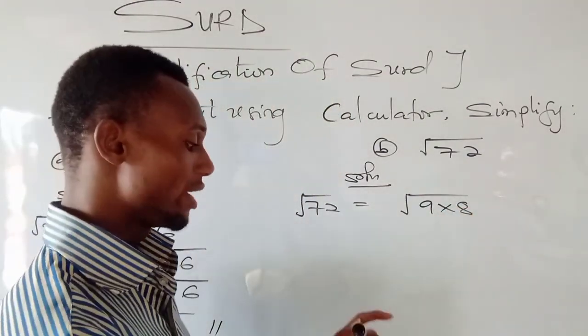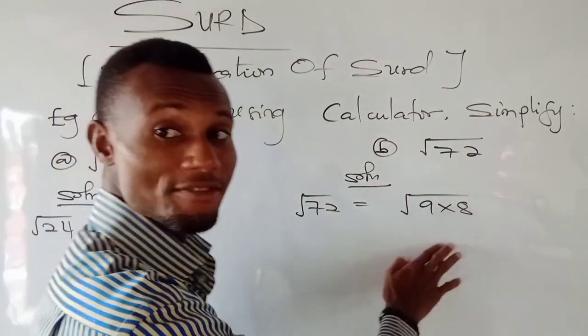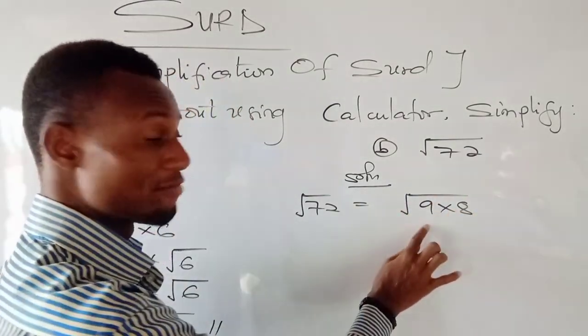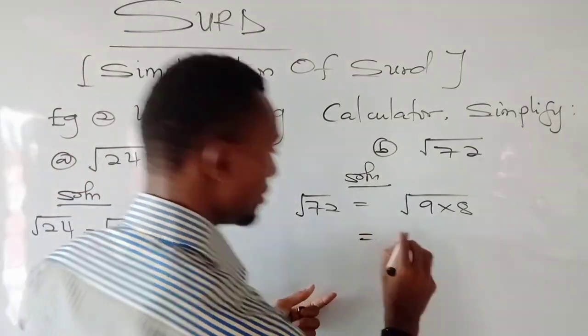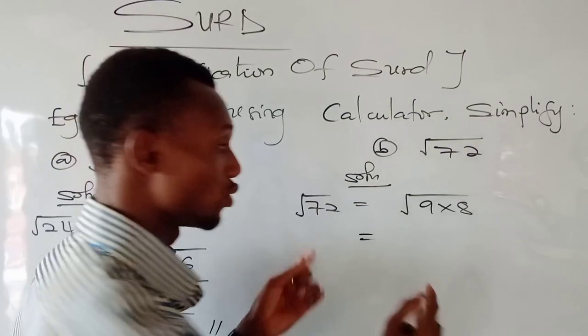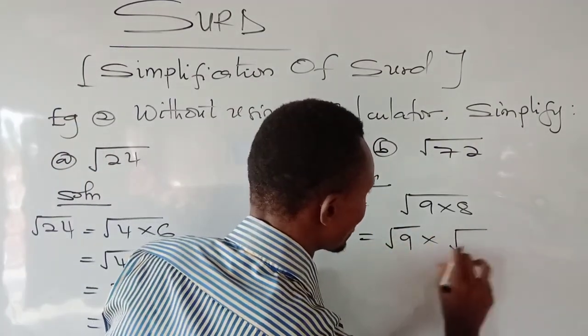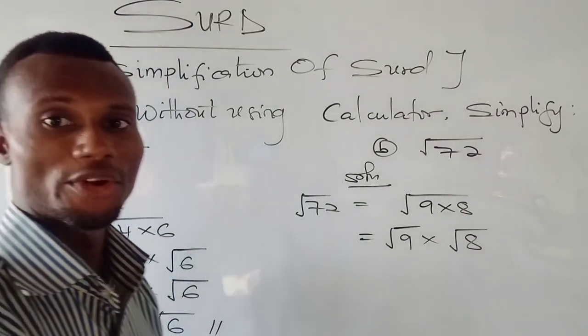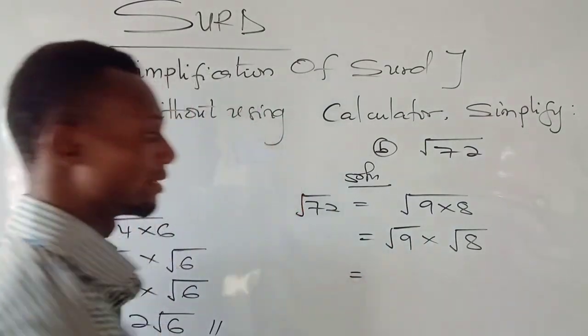Okay, now we said that just as we did with this one, the square root sign affects everything here. So the square root will affect the 9 and also affect the 8 as well. So we can break them down, we can separate them. You can write it as square root of 9 times square root of 8. I hope you agree with me up to this point. Now let's go ahead and simplify further.